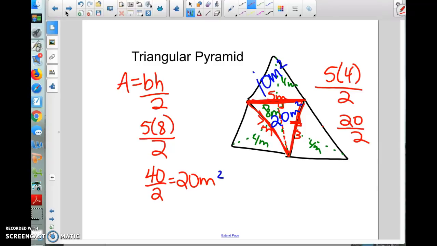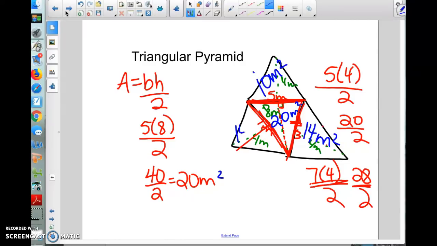The next one, this is 7 times 4, so 7 times 4 divided by 2. 7 times 4 is 28. 28 divided by 2 is 14. That's 14 meters squared. And this is the same over here. It's a 7 times 4, which would be 28, and 28 divided by 2 gives you 14 again. 14 meters squared.